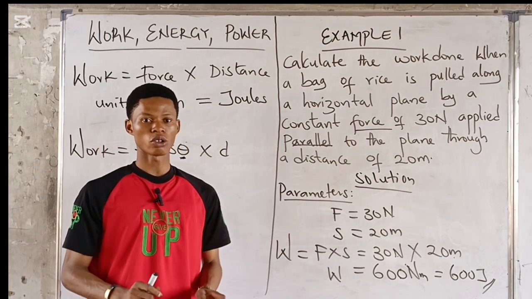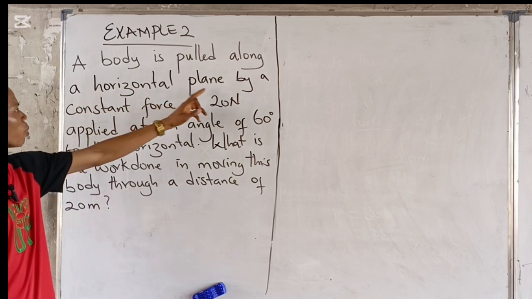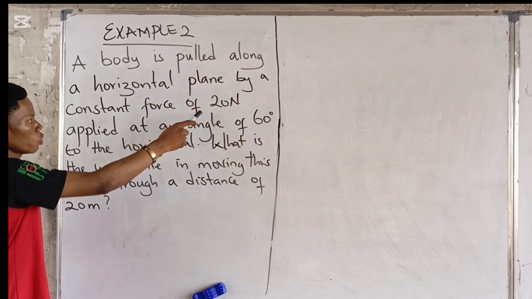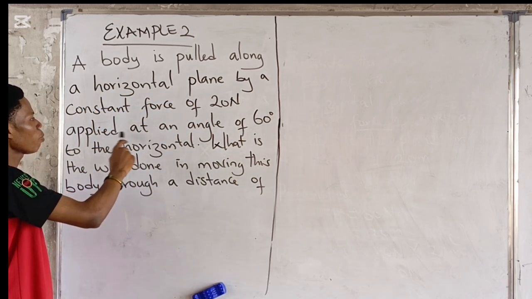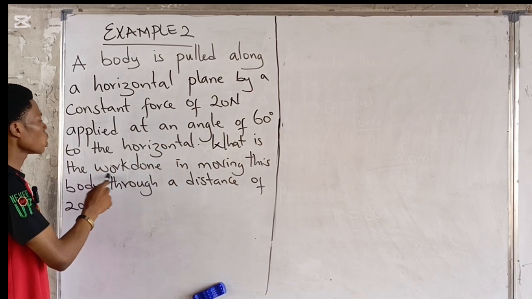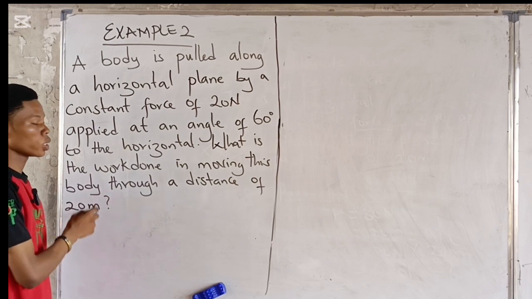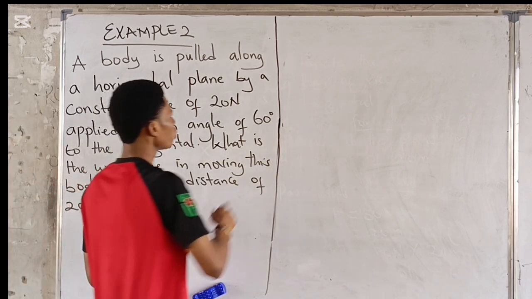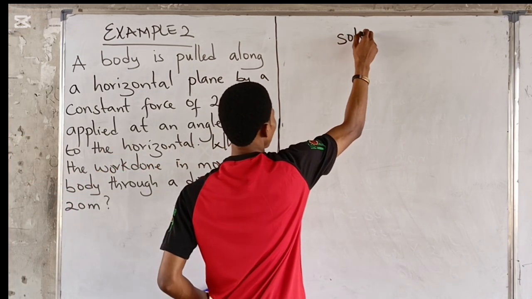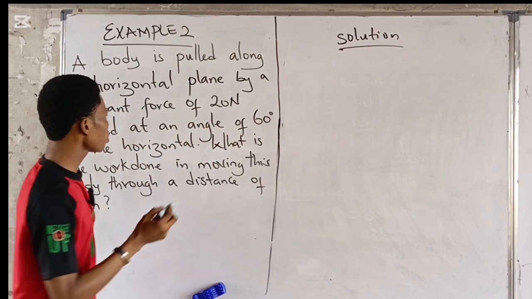So let's consider another one. A body is pulled along a horizontal plane by a constant force of 20 Newton, applied at an angle of 60 degrees to the horizontal. What is the work done in moving this body through a distance of 20 meters? Now, to solve this, you notice that we have an angle given.